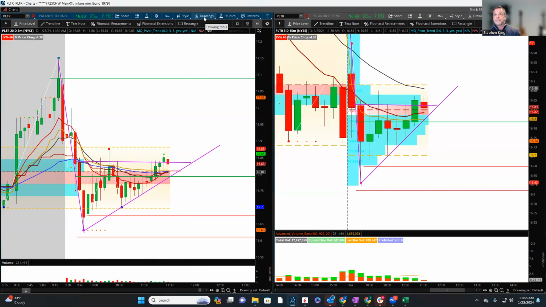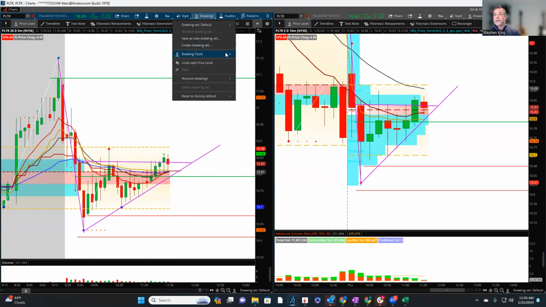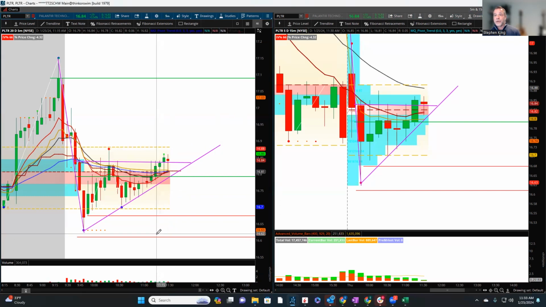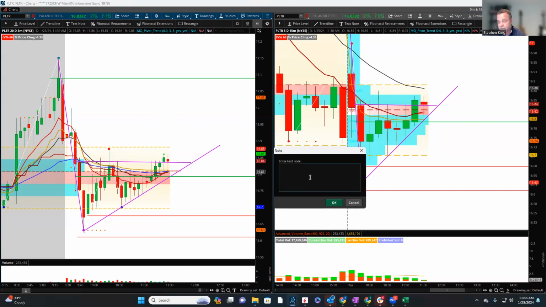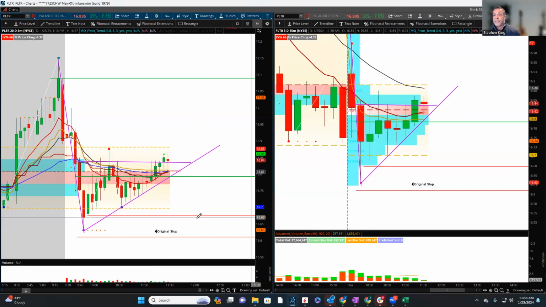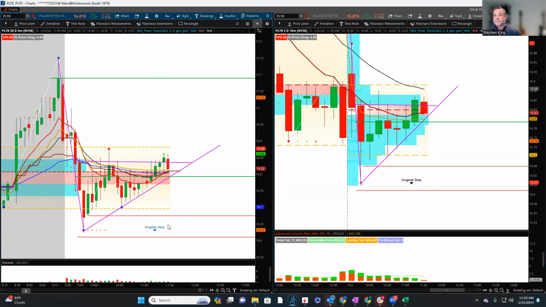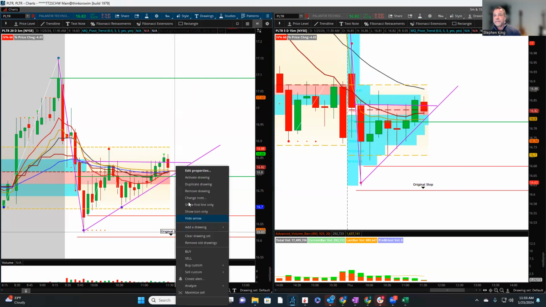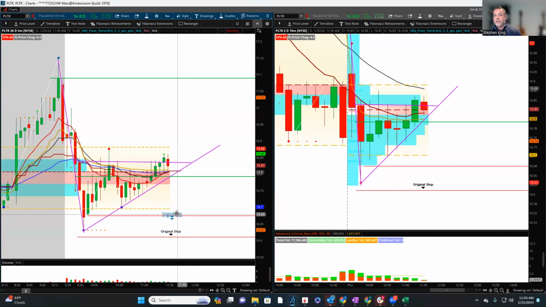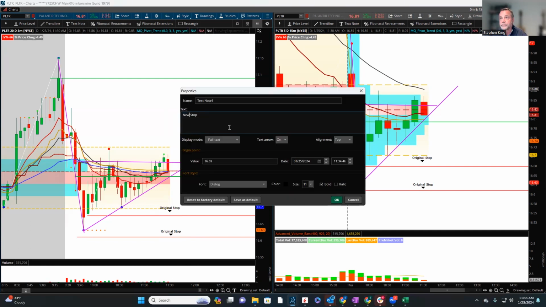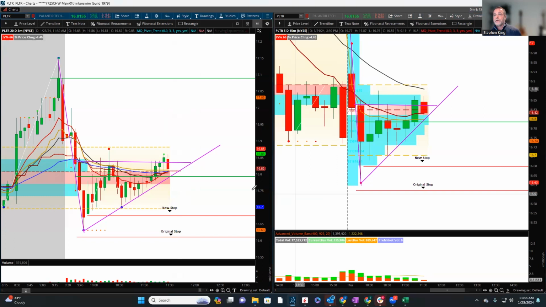If I want to do that, I just go into my drawing tools. I'm going to use a text. I'm going to put in here original stop. I'm going to make sure that the arrow is pointing down, and I'm just going to put that there. Okay. Now I'm going to move here and say new stop. And I can keep doing that. I can label my entry and I can also label my target.